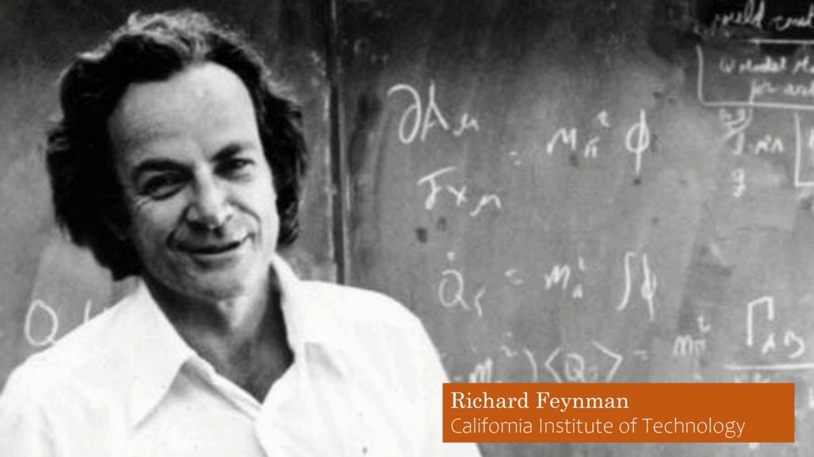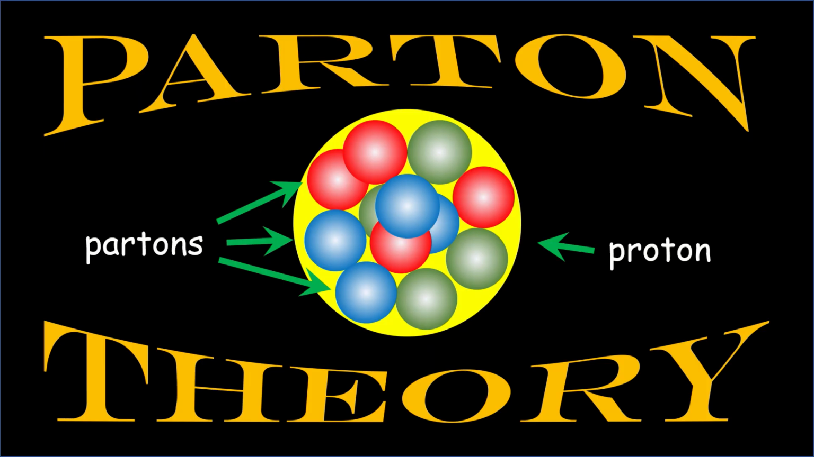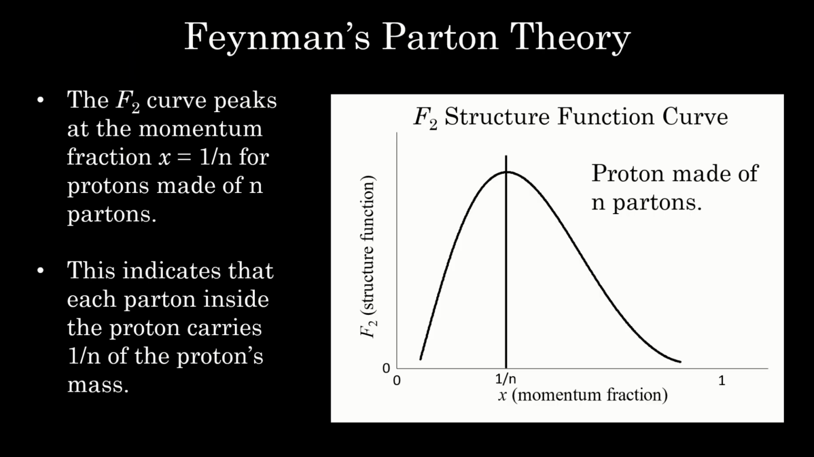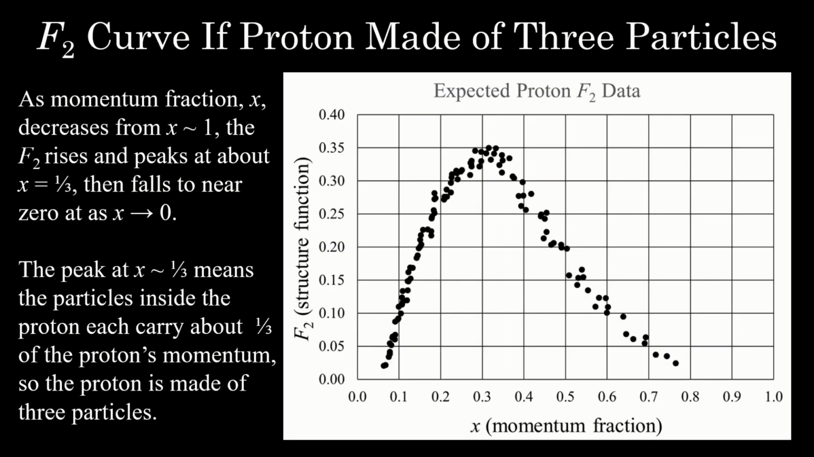Richard Feynman devised a way, using the F2 structure function, to determine the number of particles inside the proton he called parton theory. According to parton theory, the F2 values should peak at the x the particles inside the proton carry and go to 0 as x approaches 0 and 1. This meant that for a proton made of 3 particles, the SLAC F2 needed to peak at about x equals 1/3.